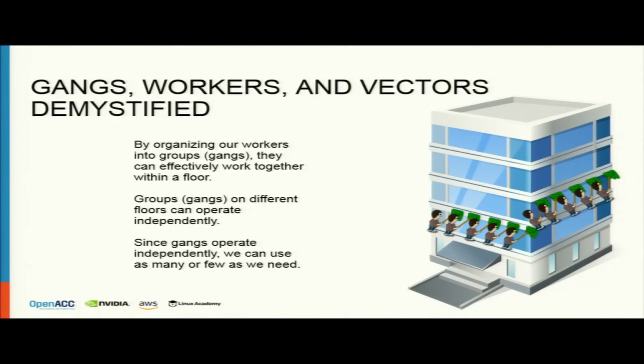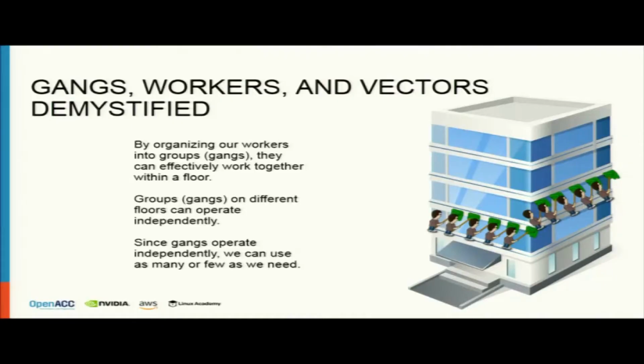To give an example, by organizing our workers into groups, we call them gangs. A group of workers together makes one particular gang. And gangs on different floors can operate independently, because painting one floor is completely different from painting the ground floor. They can work independently and they do not talk to each other. On the ground floor, workers might have to talk to each other, saying, okay, you paint this wall, I will paint that wall. So they need to coordinate, while the ground floor workers need not talk to the first floor workers.